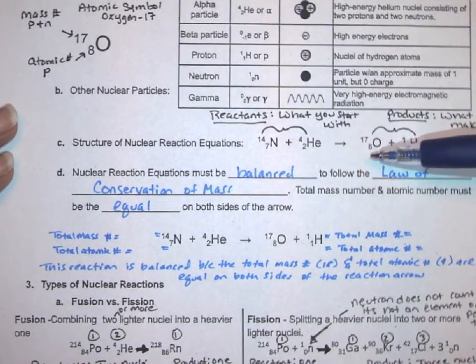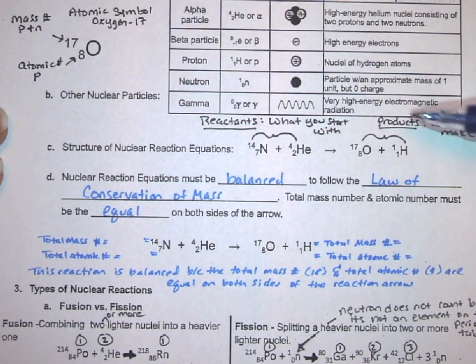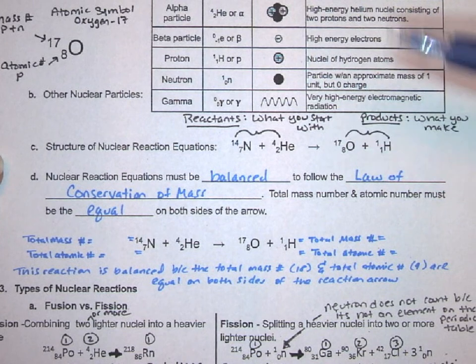They also have a structure. On the left side we have the reactants, on the right side we have the products. The reactants are what we start off with, and the products are what we make. The last key thing we need to know is how to balance them and what that means.